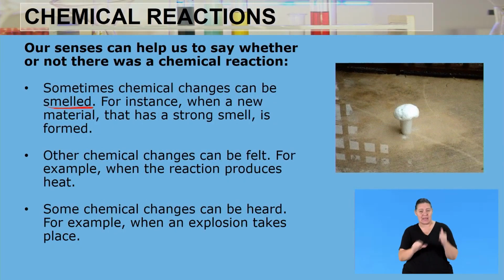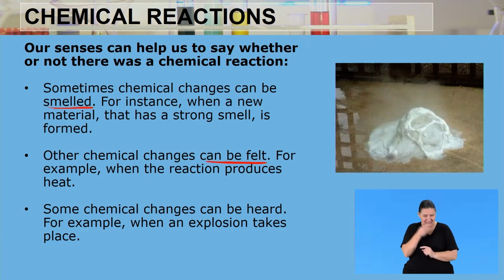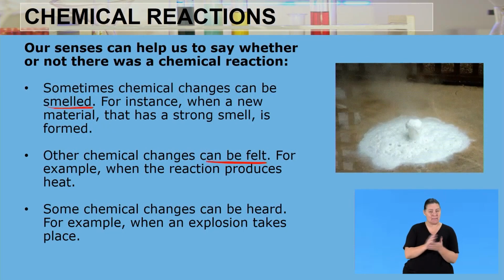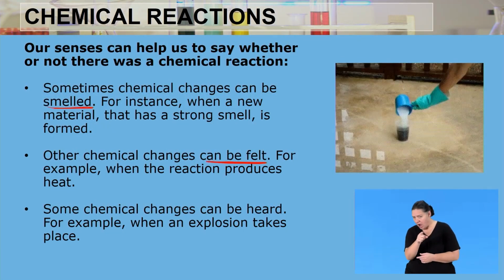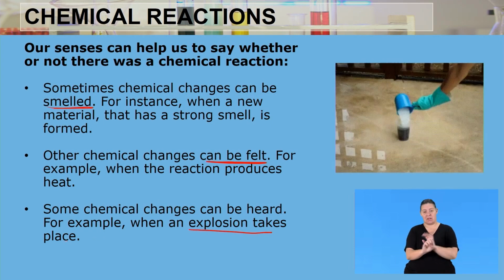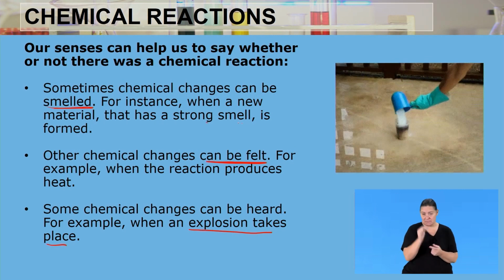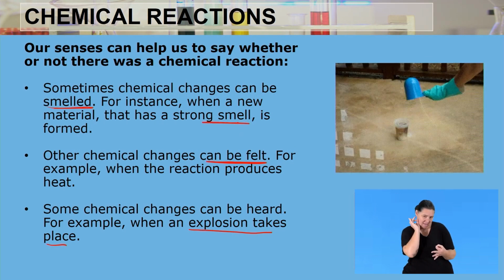Number two, other chemical changes can be felt. For example, when a reaction produces heat. Sometimes when you are mixing two things, heat can be produced in that reaction flask. And you should not just go to that reaction flask and touch it. The last one, some chemical changes can be heard. Sometimes you can hear from a distance that an explosion has taken place, and an explosion is an example of a chemical change. So sometimes we can smell, feel, hear, and even see the color changes. We have seen that there is a color change in this particular reaction. And if one of those things has happened, then for certain we can say that a reaction has taken place.